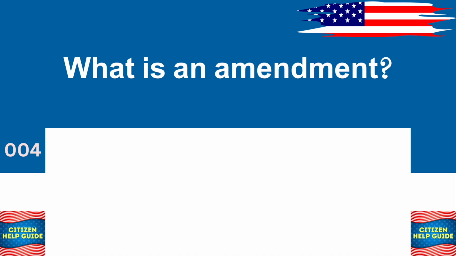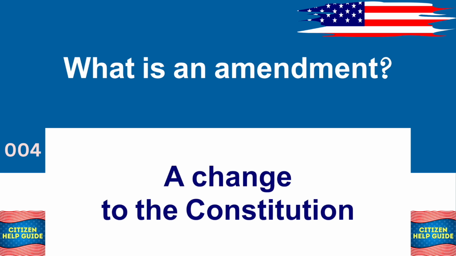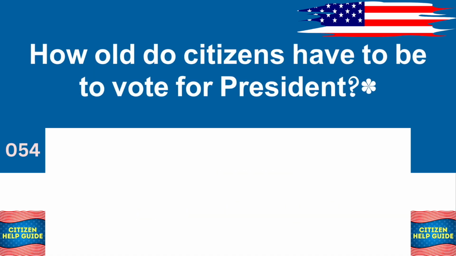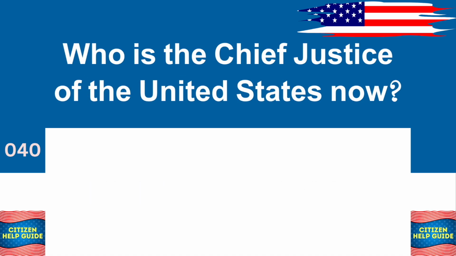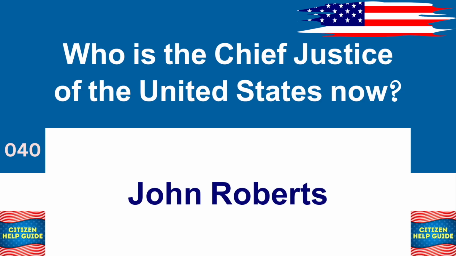What is an amendment? A change to the Constitution. How old do citizens have to be to vote for president? 18 and older. Who is the Chief Justice of the United States now? John Roberts.